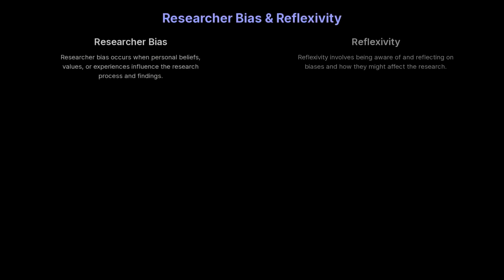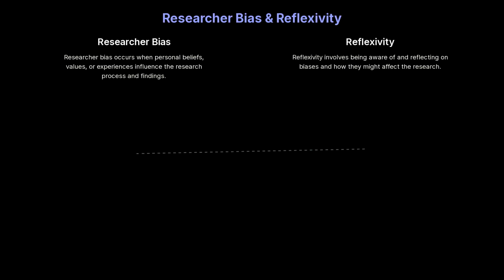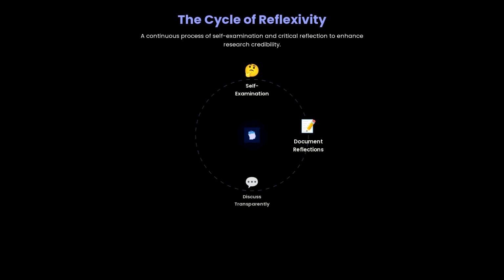Now let's discuss researcher bias and reflexivity. Researcher bias occurs when the researcher's personal beliefs, values, or experiences influence the research process and findings. Reflexivity involves the researcher being aware of and reflecting on their biases and how these might affect the research. It's a continuous process of self-examination and critical reflection.